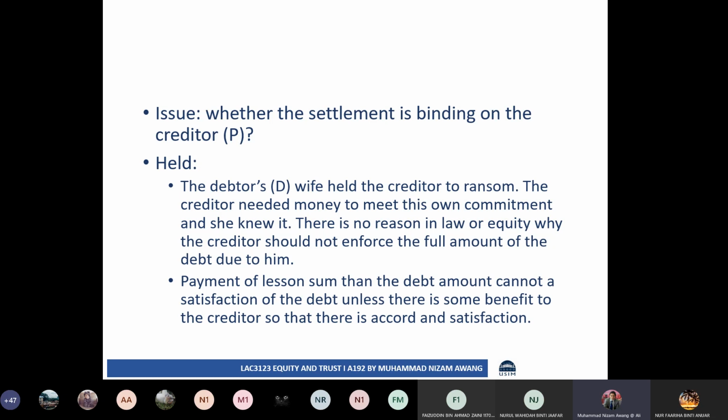The court held in this case that the original agreement between the parties, which is to pay £480, is still valid. The payment of the lesser amount of £300 was just to satisfy the debt, but does not relinquish the obligation of the defendant to pay the remaining balance.